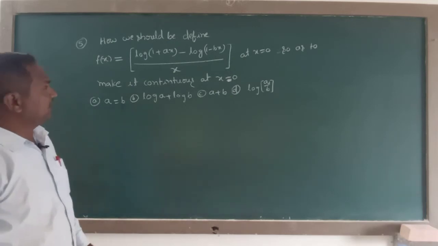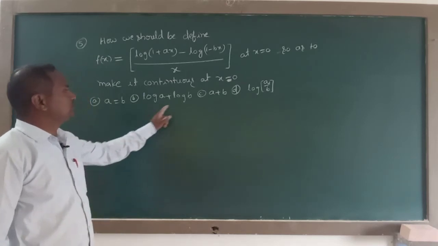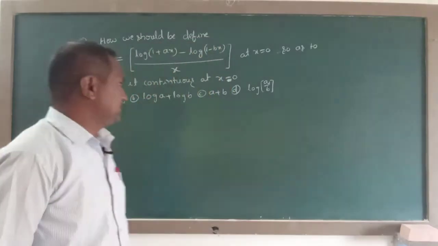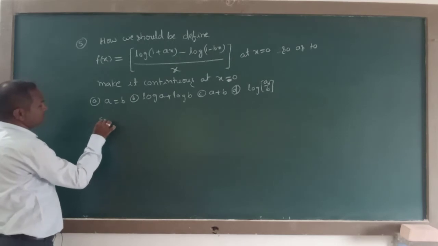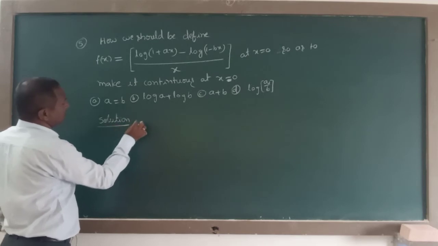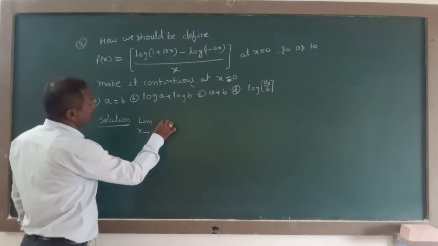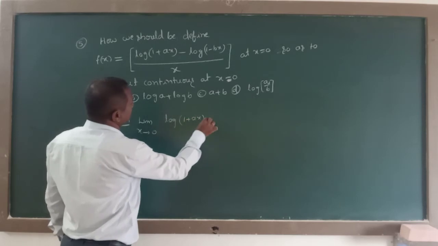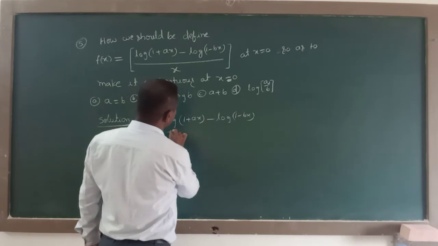By taking the limit value, we should write which condition we are going to get. See here, the solution to this question is the limit as x tends to 0 of log of 1 plus ax minus log of 1 minus bx, whole divided by x.